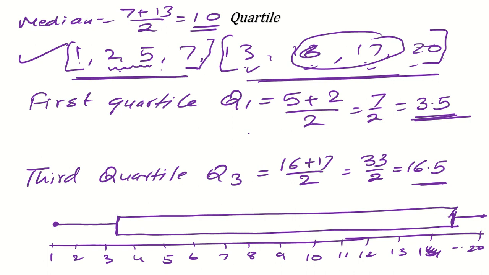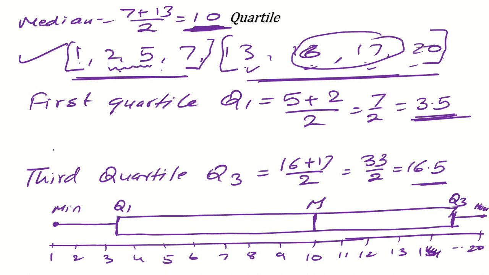And where is the median? The median was 10, this one. So for 10 you can have a line like this. So this is the median, this is the first quartile, this is the third quartile, this is the minimum value, and this is the maximum value. Now based on this box plot you can get so many things. On the next page I have written this, but I will tell you here.